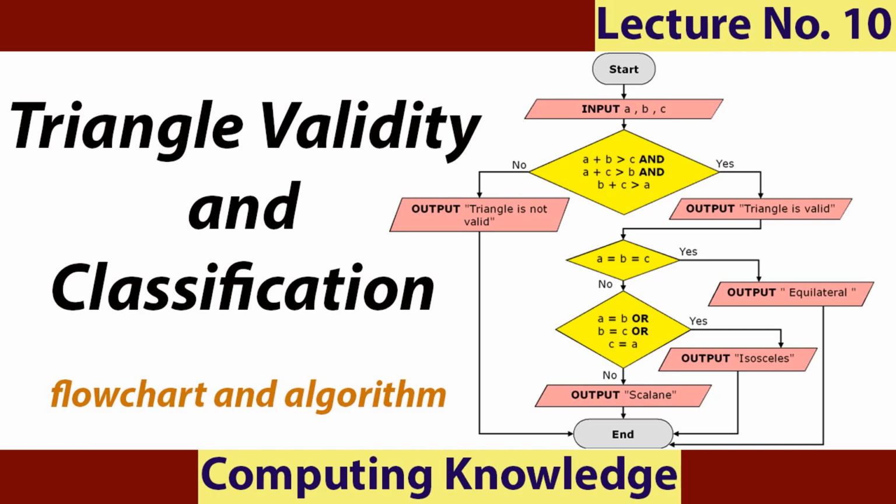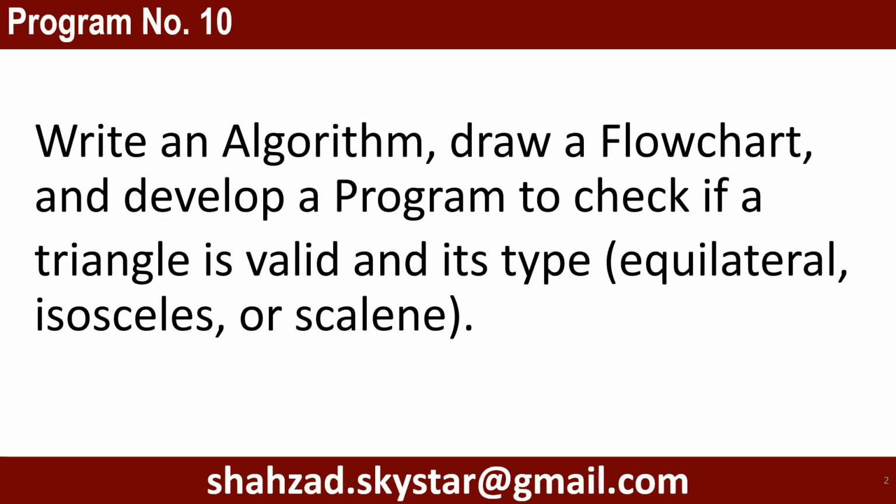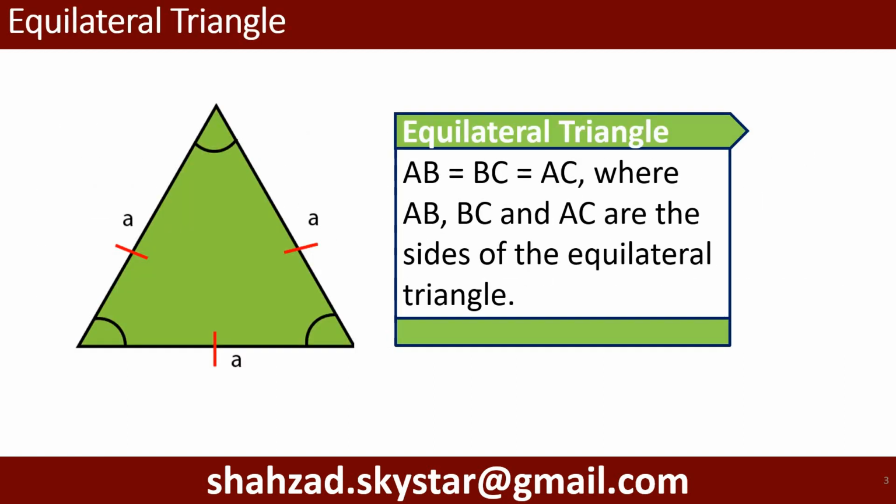Let's start the session. Write an algorithm, draw a flowchart, and develop a program to check if a triangle is valid and its type is equilateral, isosceles, or scalene. First of all, for an equilateral triangle, AB equal to BC equal to AC, where AB, BC, and AC are the sides of the equilateral triangle. It means all three sides must have the same length or the same angle. We can say that it is an equilateral triangle.